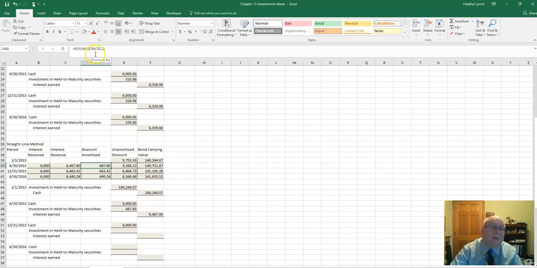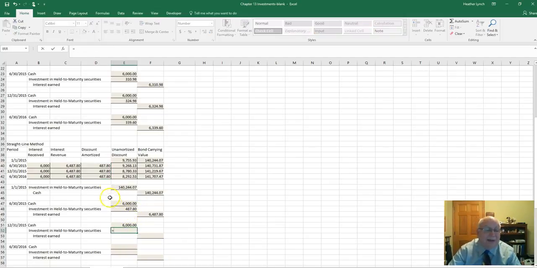Let me rephrase that. I forgot to do something. F4. There we go. That's better. Okay. This should be the 47.80 all the way down. Forgot the absolute value again. So it's going to be the same all the way through. Equal, this is the 6,000. Equal 487.80. Equal, okay.